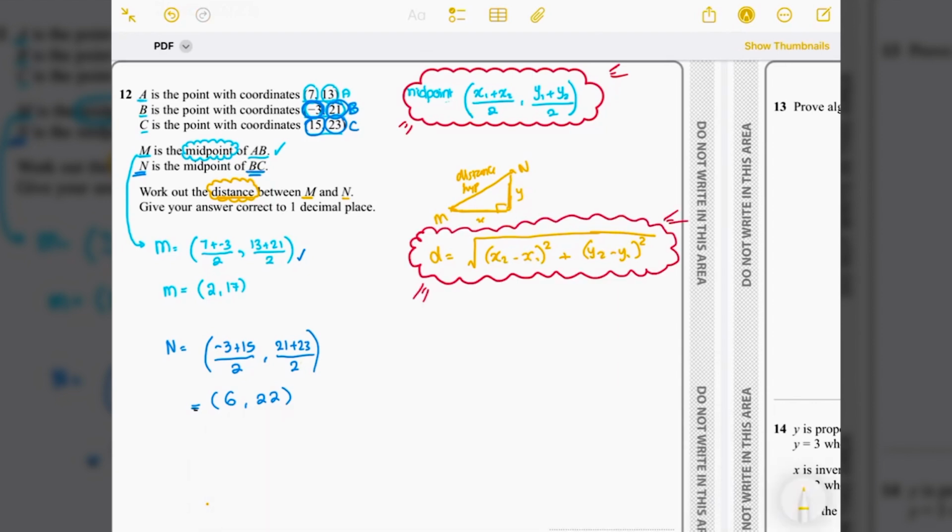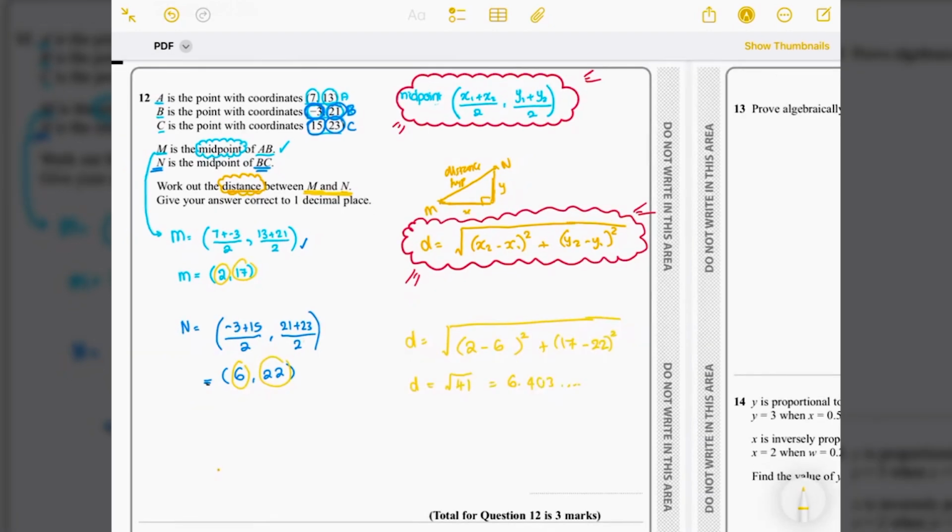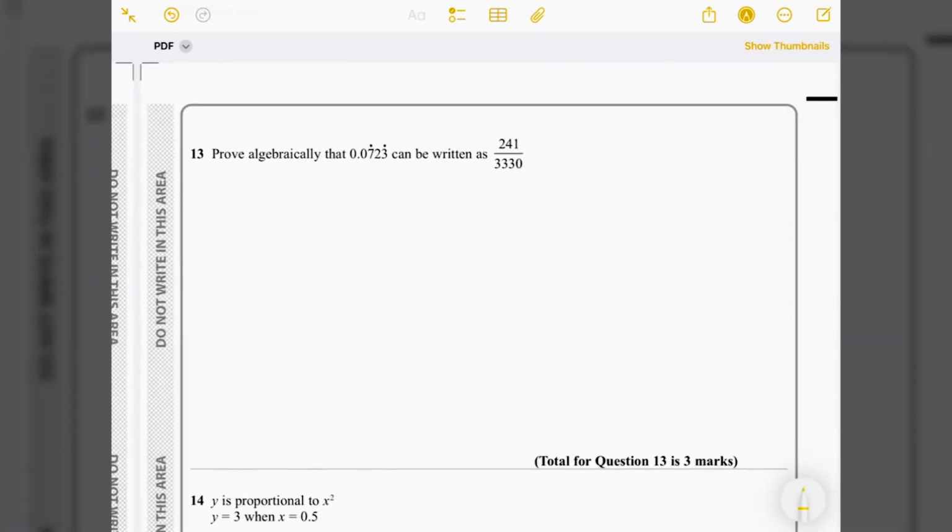Right, now let's work out the distance between M and N. Distance equals the square root of the difference of my x's, so 2 minus 6 all squared, plus the difference of my y's squared, so 17 minus 22. It says give your answer correct to 1 decimal place. So I checked 6.403 to 1 decimal place, it's 6.4.